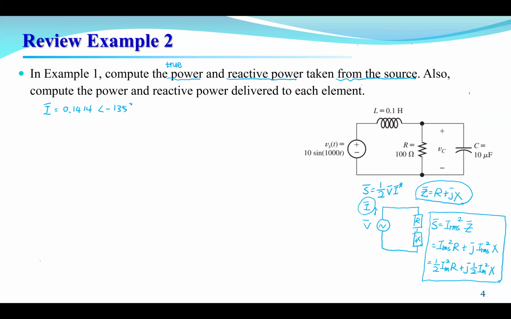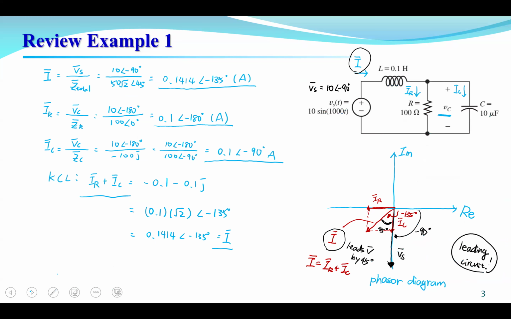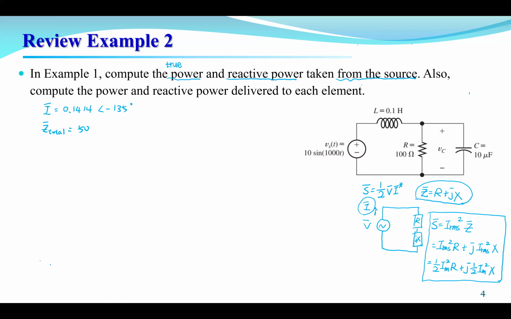And the second thing we need is Z total, the total impedance. We have the total impedance here. The total impedance is 50 times square root of 2, with an angle of 45 degrees. So we have 50 times square root of 2, angle 45 degrees. The unit is ohm.